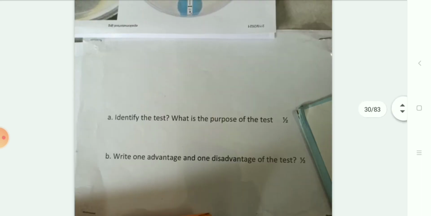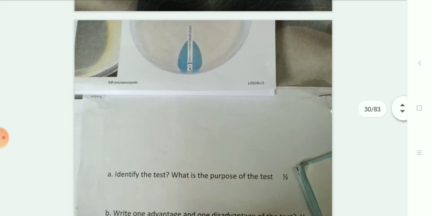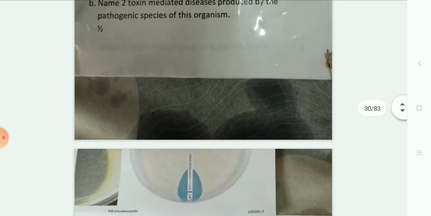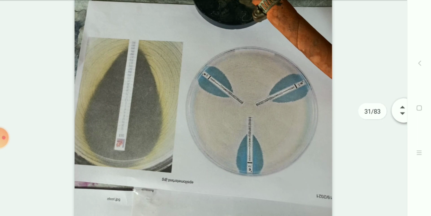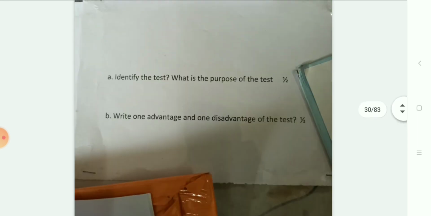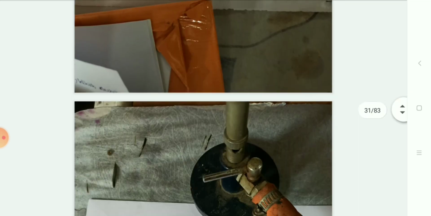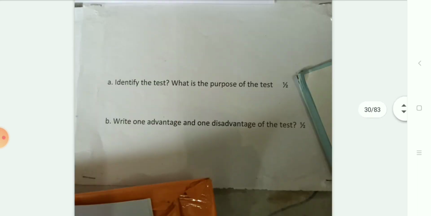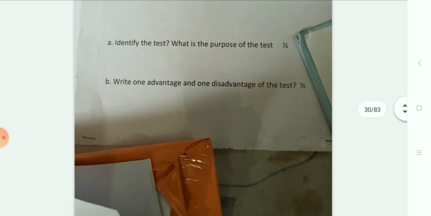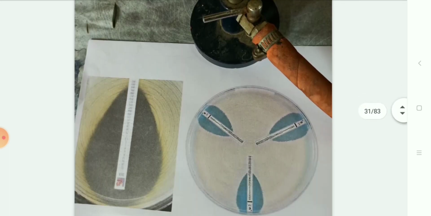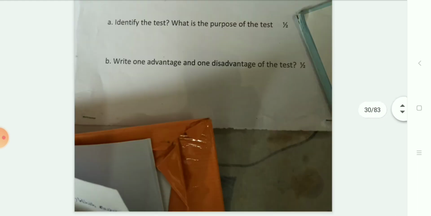The next question is, what is this? Identify the test. You can see the test I will show. This is the test. Identify the test. What is the purpose of this test? Is it the epsilometer test or E-test? Okay, epsilometer test or E-test. Then write down one advantage and one disadvantage of this test. One advantage is it is easy to perform. The disadvantage is that it is very costly. Then it is not suitable for Cryptococcus neoformans.